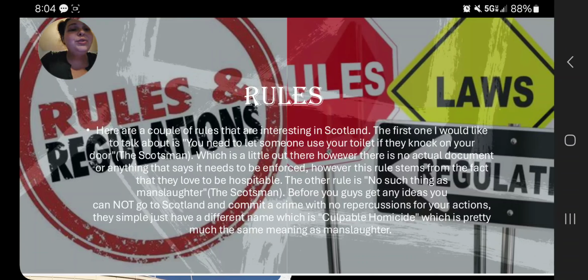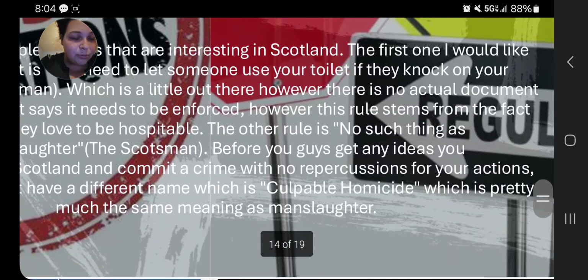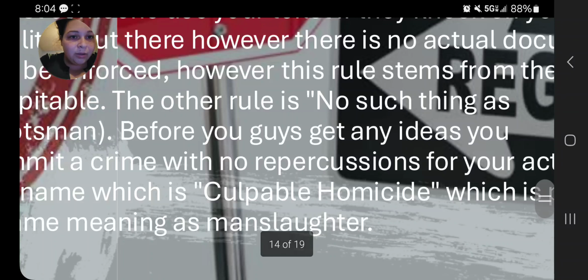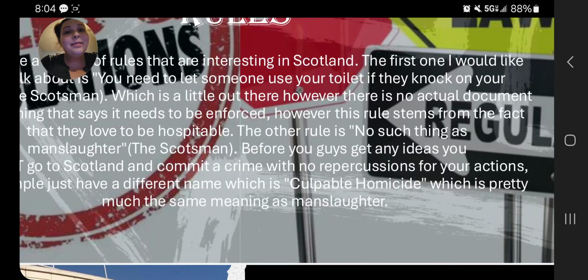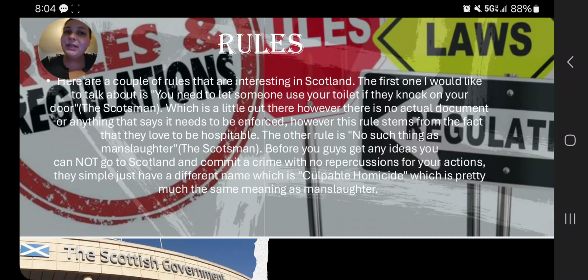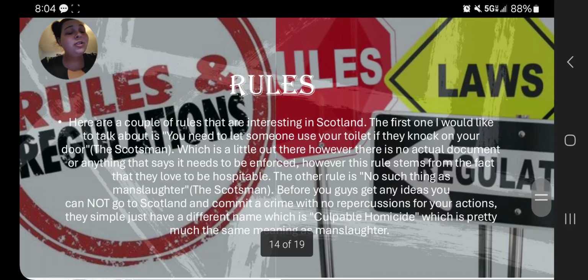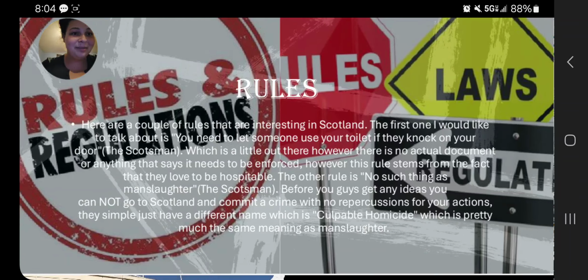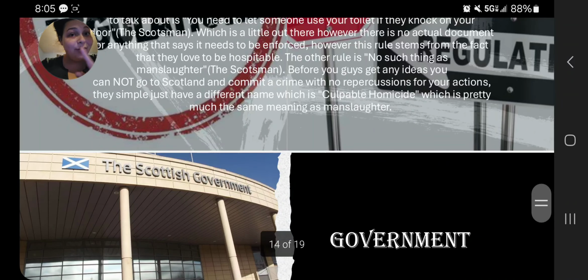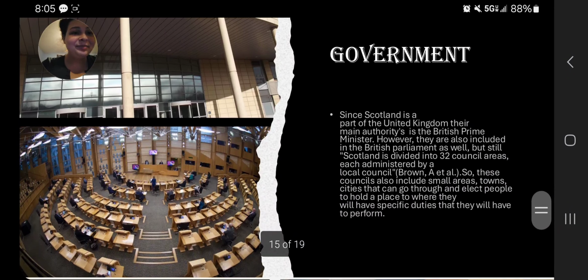So the actual word that they use instead of manslaughter is this word right here, culpable homicide, I think. I'm sorry if I'm not pronouncing it right, but it pretty much has the same meaning as manslaughter. You would just get charged with that rather than manslaughter. I thought it was really interesting how you cannot be charged with manslaughter. However, you can be charged with that, which is pretty much the same thing. So you just gotta know your rules whenever you're traveling.